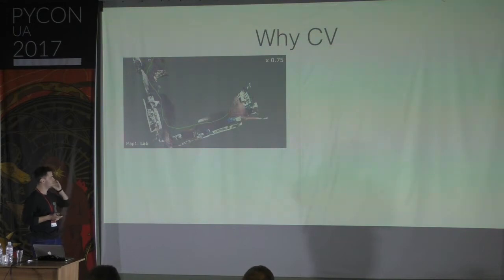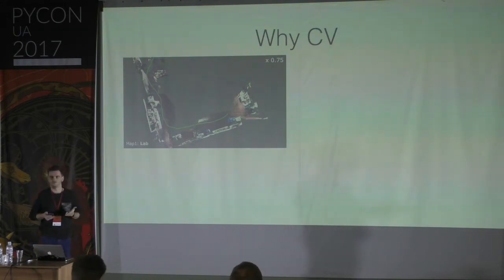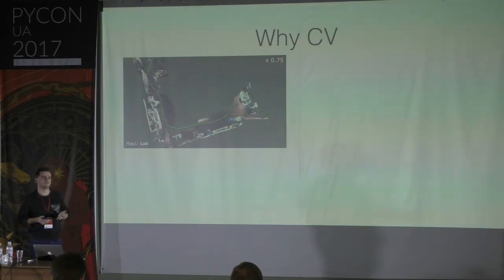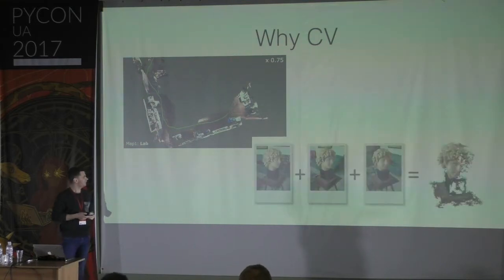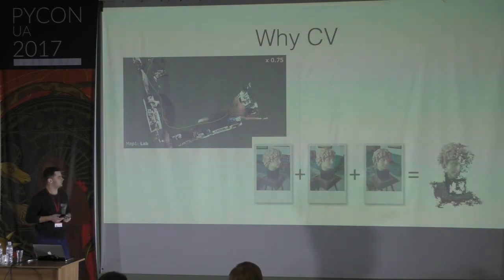There are things like odometry, where we try to figure out the position without using GPS or any other location system, where we only use cameras or IMUs. We can also build dense maps of the surroundings. And we can build 3D models of objects just by using photos from different viewpoints.